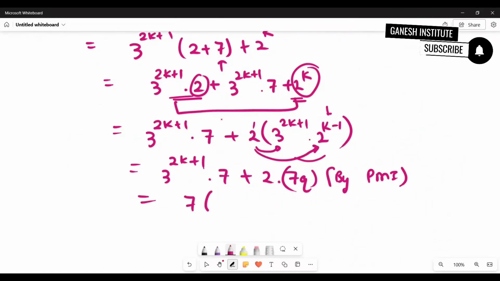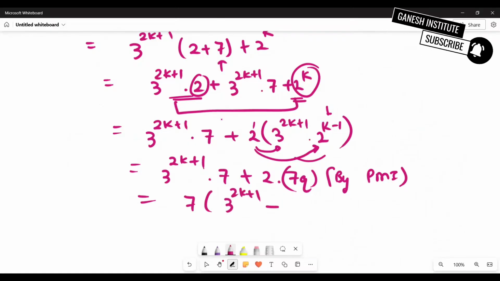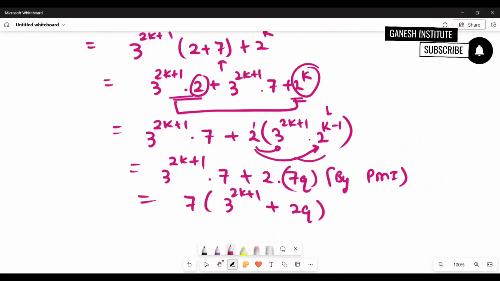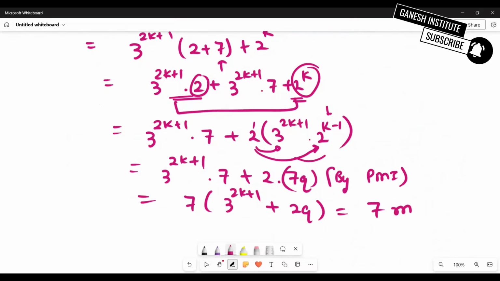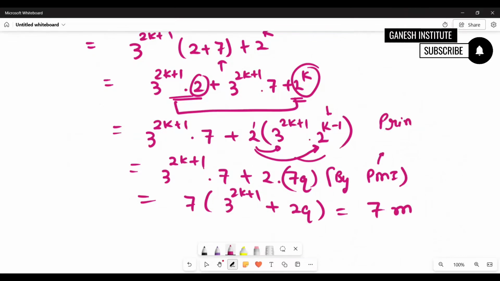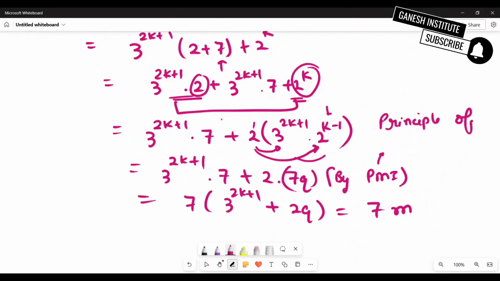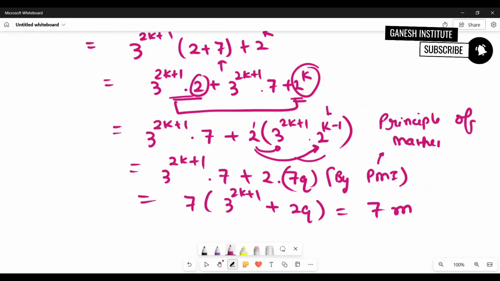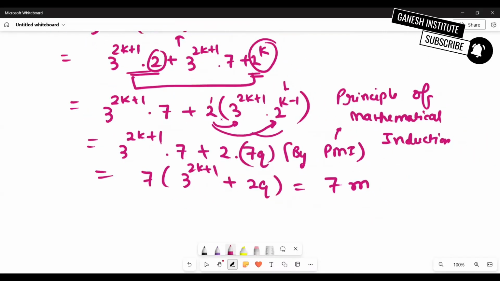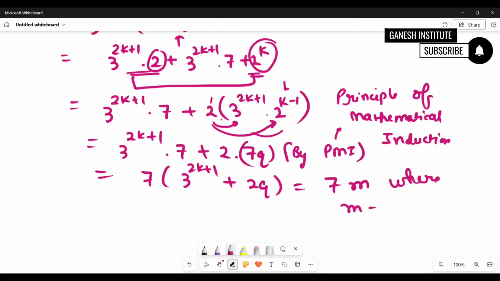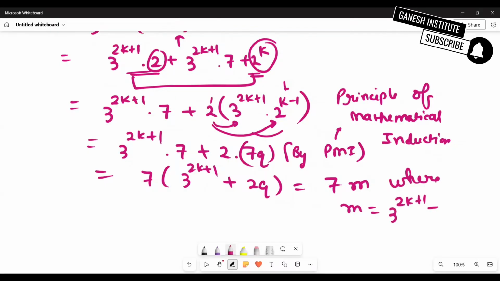So you can take out 7 as common. Wait, what's PMI? Principle of mathematical induction. Okay. So we are trying to induce something by observation or by putting in the values, and to see whether we can make a general formula out of it. So this is 7m, where you will write that m is 3 raised to power 2k plus 1 plus 2q.